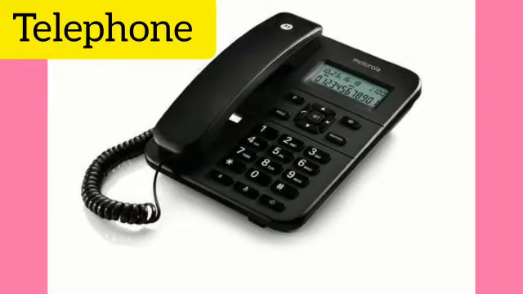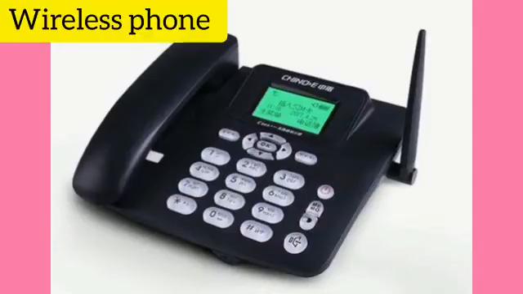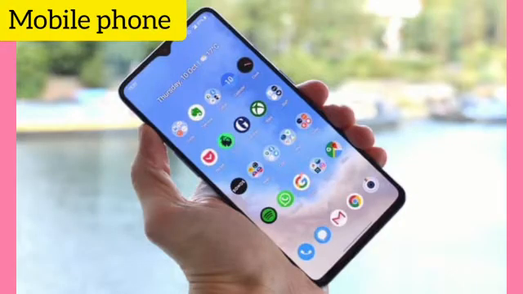So children, the next means of communication is telephone. People use the telephone to contact a person whether he is far or near. Children, telephones help us to talk to our friends and relatives instantly. So children, we can speak directly to a person through the telephone. It is an easy and quick means of communication. And these days, such telephones have been replaced by wireless phones and mobile phones.